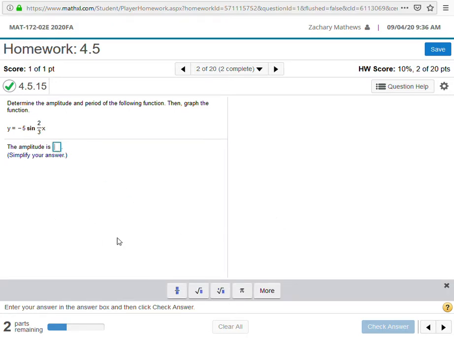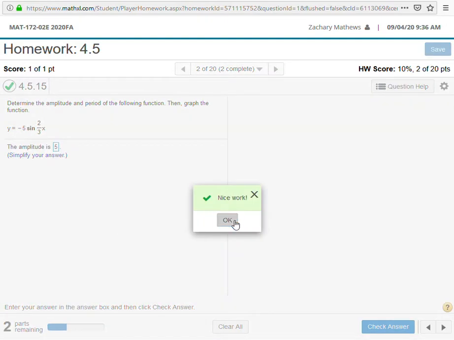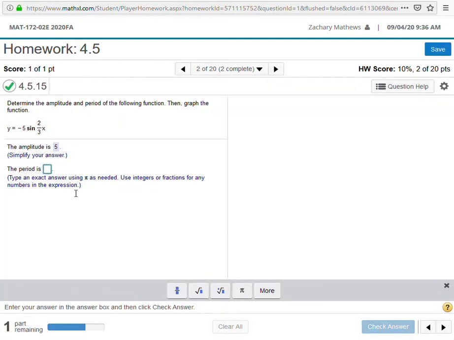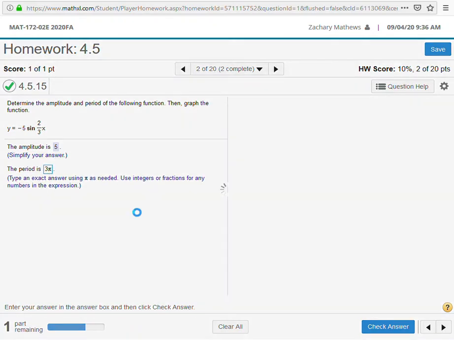So first thing, it's asking for that generic information. Same thing I would ask, I ask the same exact things on the lab. So we see the amplitude is 5. Remember, it's always positive. We're going to ignore that negative. The period, I have to take 2 pi and divide it by this number right here, so we'll get 3 pi, the 2's cancel, 3 pi.